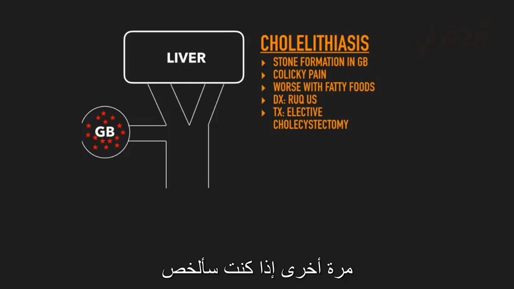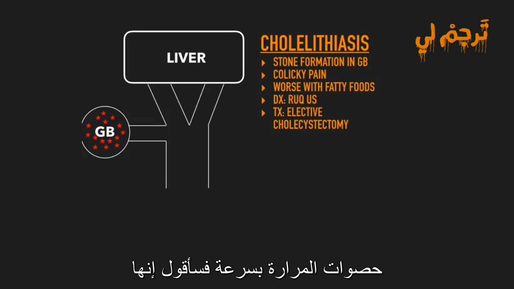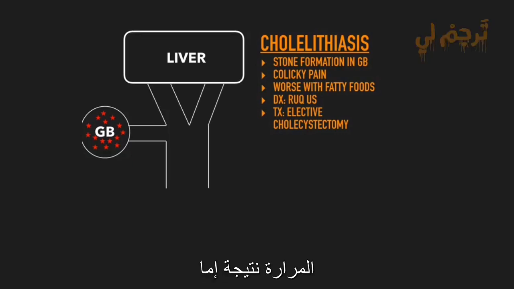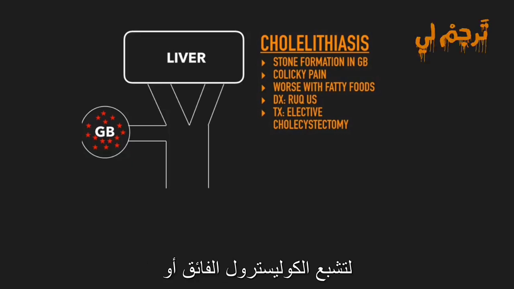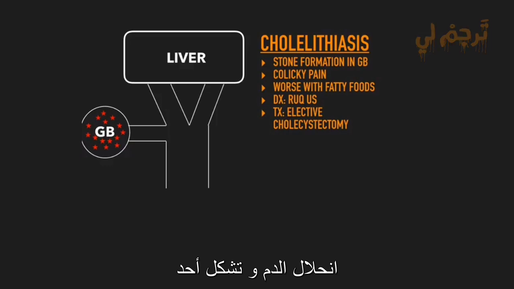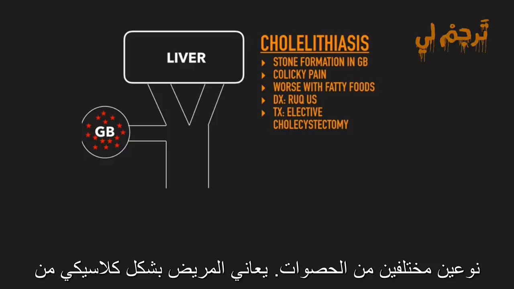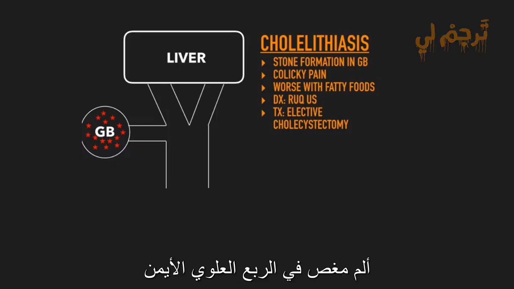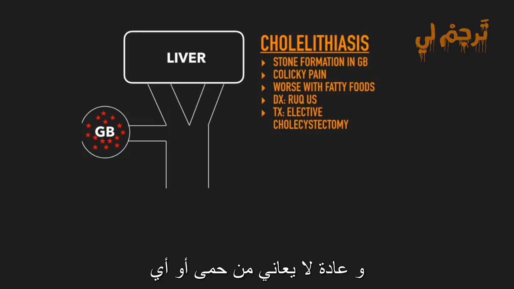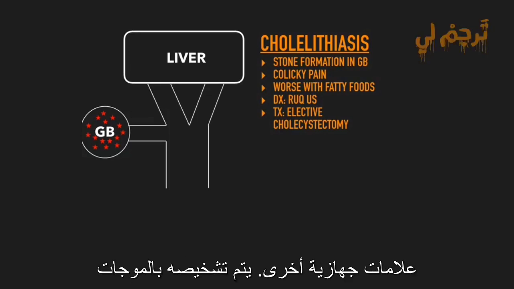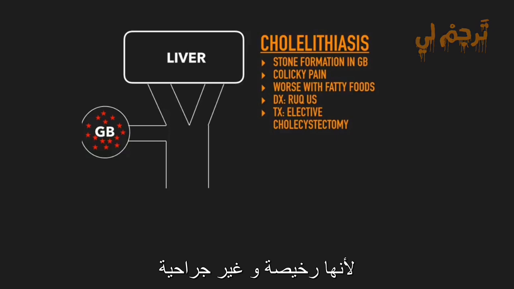So again, if I were to rapidly summarize cholelithiasis, I would say that it's stones that are formed in the gallbladder as a result of either cholesterol supersaturation or hemolysis, forming one of two different types of stones. The patient classically has right upper quadrant colicky pain. They usually don't have a fever or any other systemic signs. You diagnose it with a right upper quadrant ultrasound because it's cheap and non-invasive, and you do an elective cholecystectomy because you don't have to take it out right away since it's not seriously life-threatening. That is cholelithiasis. Now we're going to move on and talk about something a little bit different.